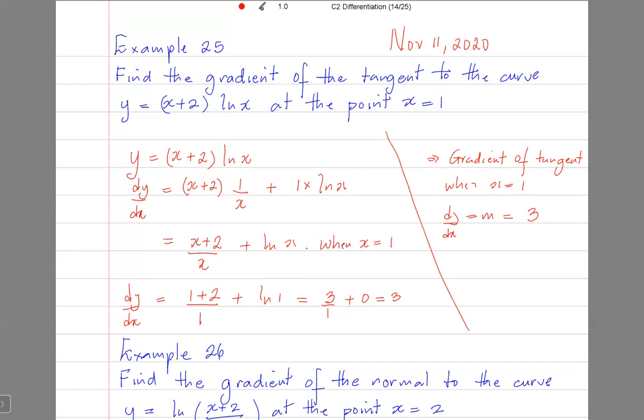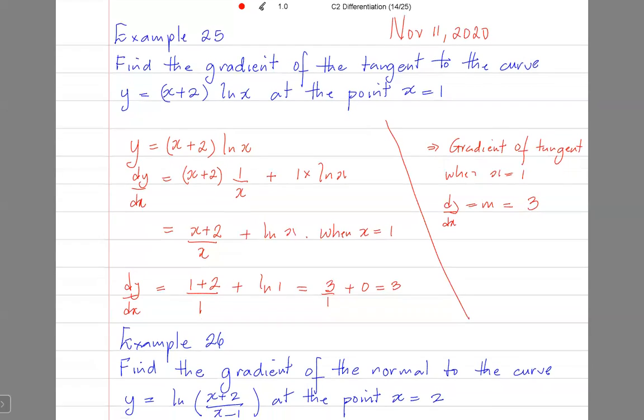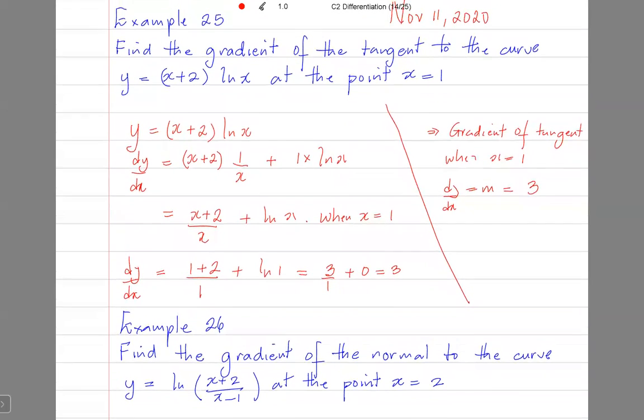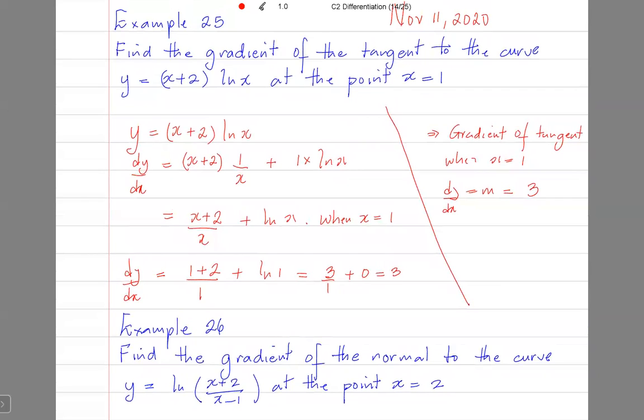All right. So I just did example 25. If you are writing it down, write it down quickly. Well, I think we've already decided that we're not going to write down stuff. So note it. Then I want you to do example 26.